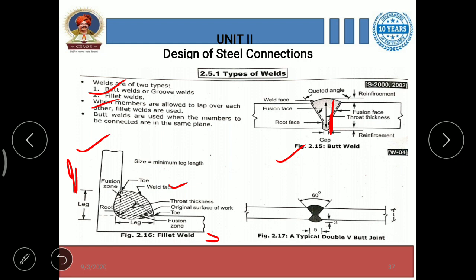And in the third diagram, a typical double V butt joint is shown, having a fusion angle of 60 degrees. So these are very important theory points, types of welds. Both these diagrams, butt weld and fillet weld, have been asked many times in the exam. You have to write the meaning of butt weld and fillet weld, and draw these diagrams for this question.